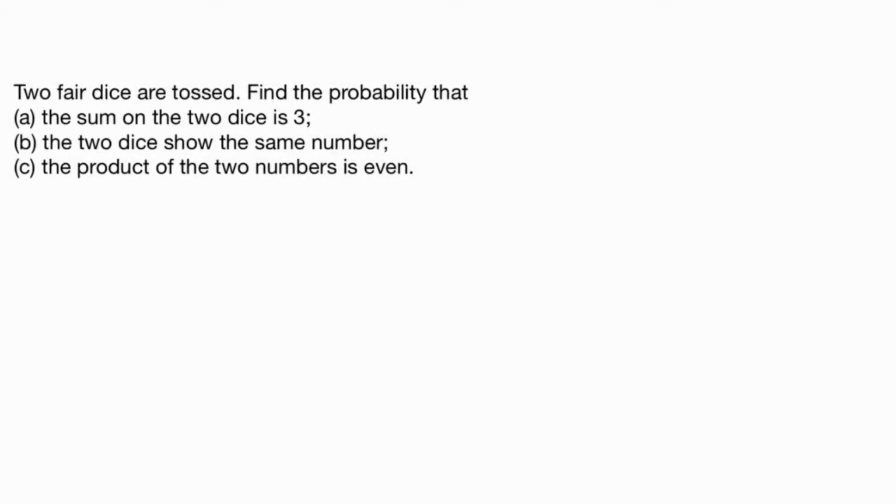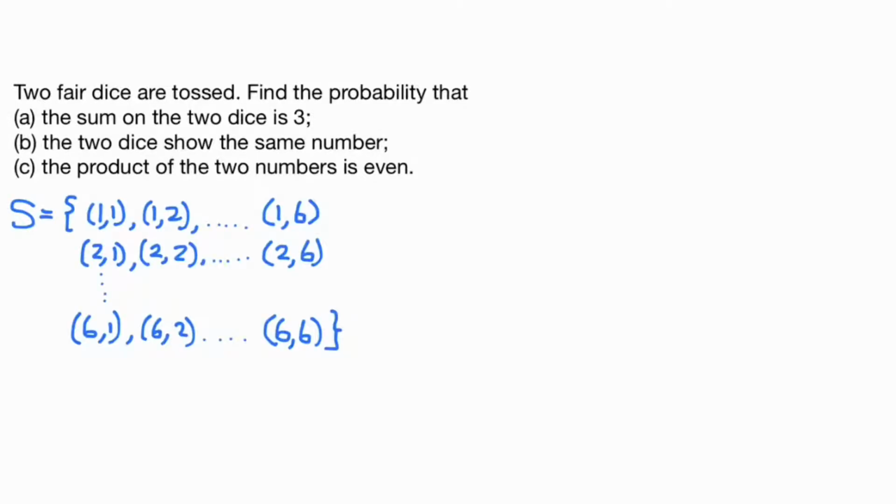In this video, I'm going to work through some probability examples. So the first question, we have two fair dice that are tossed. We want to find the probability that the sum of the two dice is 3, the probability that the two dice show the same number, and that the product of the two numbers is even. We can solve this by listing all the possible outcomes in the sample space and also in the events.